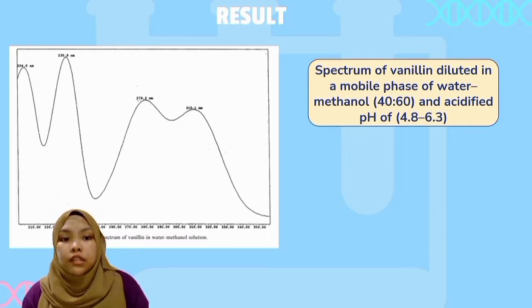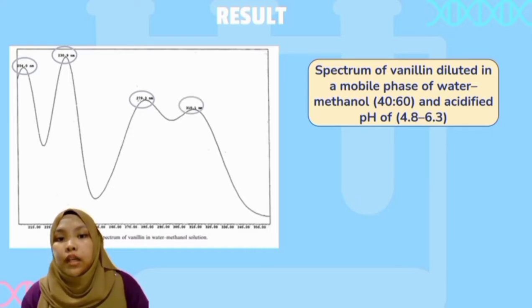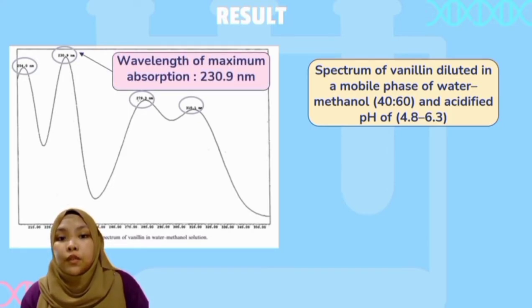From the spectrum, we can see that there are 4 peaks of pure vanillin. The first peak corresponds to 204 nanometers, the second peak to 230.9 nanometers, the third peak to 279.3 nanometers, and the last one is 310.1 nanometers. From these peaks, we can know that the wavelength of maximum absorption is 230.9 nanometers, as it is the highest peak on this spectrum.